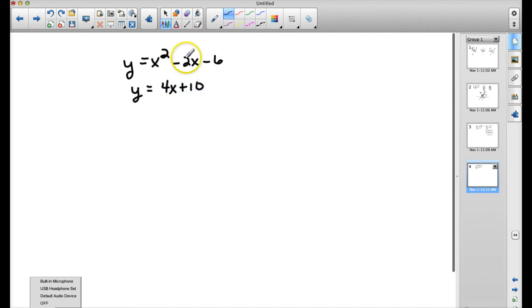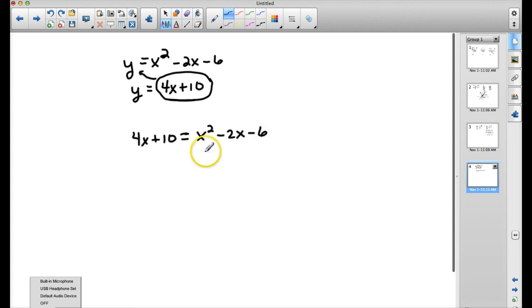Now you notice on here we're going to use substitution. Notice both of these are y, and when we do a system of equations, that means the y's have to be the same. If both of these y's are the same, that means that this has to equal that. So in other words, we're going to take this equation right here, and wherever I see a y in the other equation, I'm going to put it in for it. So in other words, we're going to get 4x plus 10 equals x squared minus 2x minus 6.